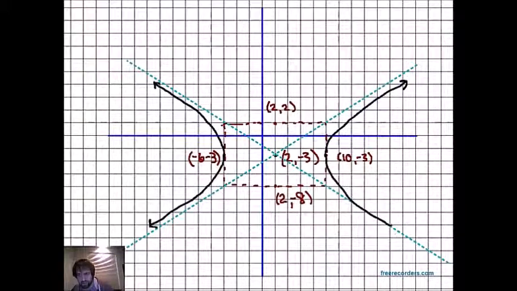Oh, that one got a little bit off. Let's redraw that one. Alright. Let's try that. There we go. Awesome. So there's your hyperbola.